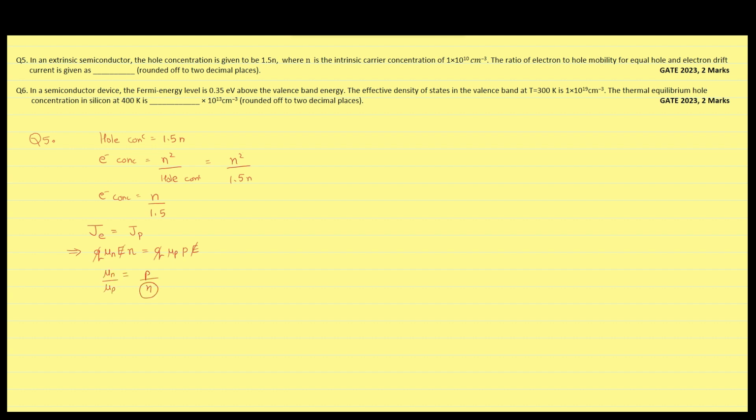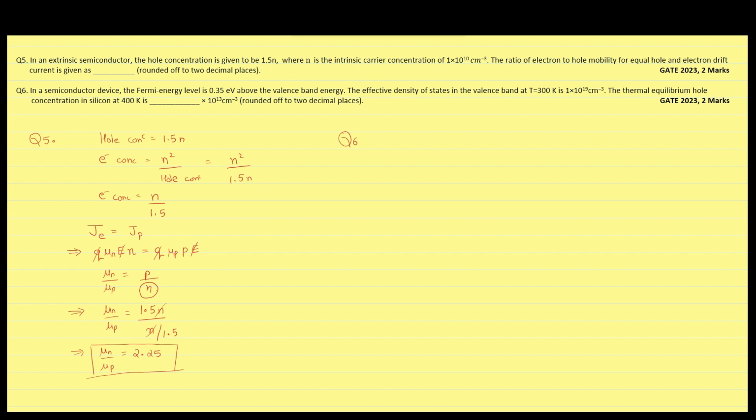Remember that here N is the electron concentration, not the intrinsic carrier concentration as is provided in the question. We usually use N to represent the electron concentration, that's why we have used. But in the question, N is representing intrinsic carrier concentration. Don't get confused. We got the hole concentration to be equal to 1.5 N and the electron concentration to be equal to intrinsic carrier concentration divided by 1.5. Now, after solving, you will find the ratio of mobility of electron to hole to be equal to 2.25.